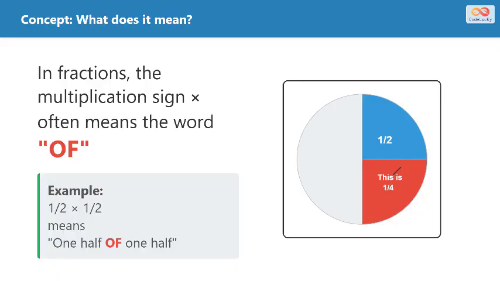Before we calculate, let's understand what is happening. In the language of math, the multiplication symbol often translates to the word "of." For example, if you see 1/2 times 1/2, you can read it as 1/2 of 1/2. If you have half a pizza and you take half of that piece, you are left with 1/4.